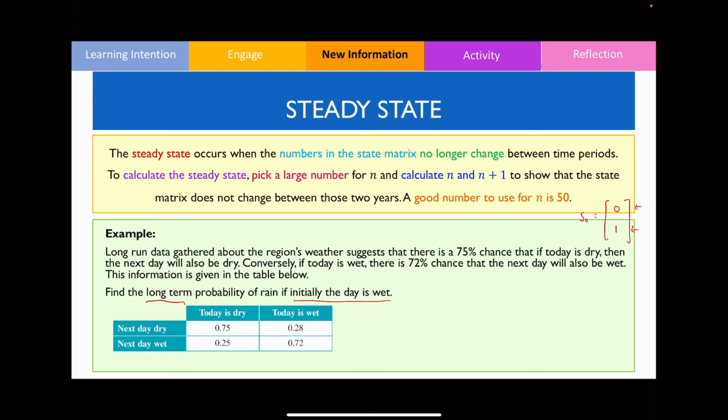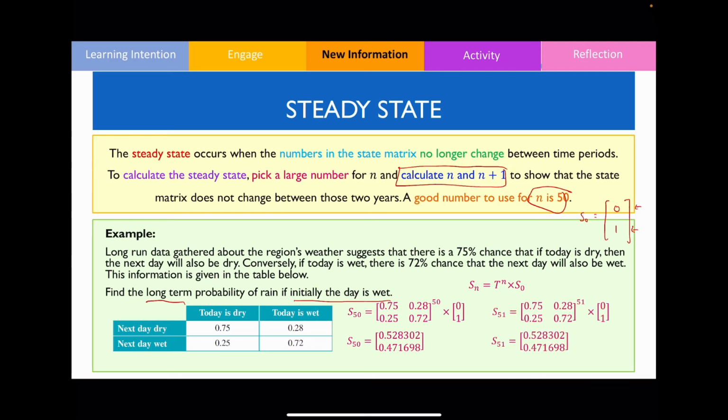So please recall that we're going to be using this formula, and as I've stated earlier on, we're going to use the value n is equal to 50 as well as n is equal to 51, so the one just above that, to prove that these states do not change over time at all. So therefore, if you plug in these values accordingly, you're going to get the exact same answer, and as a result, this proves that this has now reached steady state, where these values no longer change whatsoever.